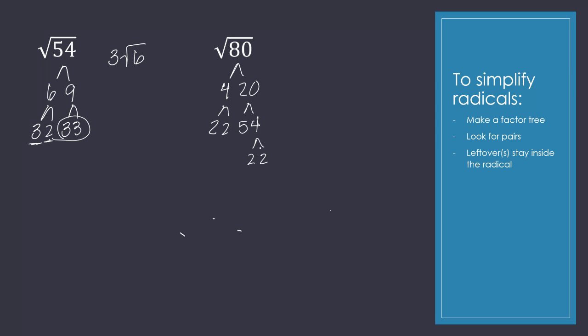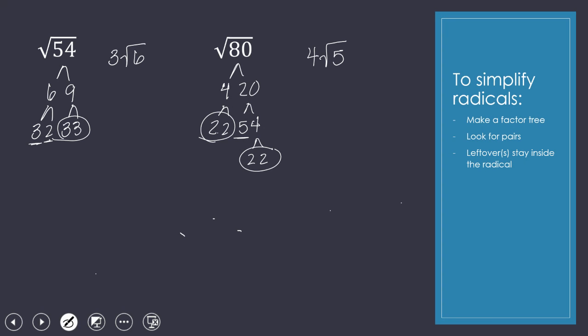Okay? Now this time I have a pair of 2s and another pair of 2s. I'm going to multiply those to get 4 outside the radical, and then my leftover is a 5. Okay? So I hope that this has made sense for you, simplifying radicals, making factor trees, looking for pairs.